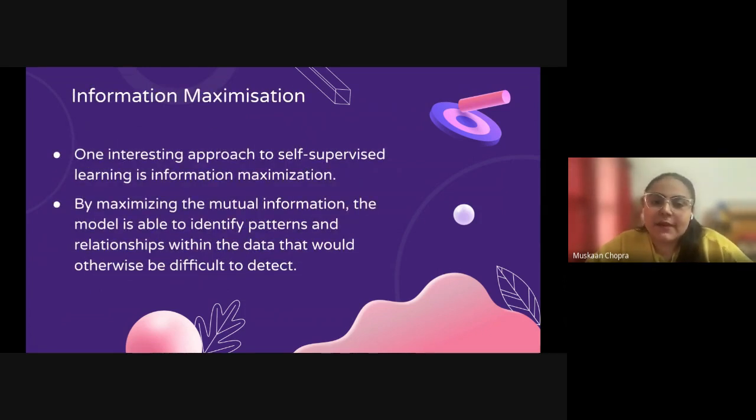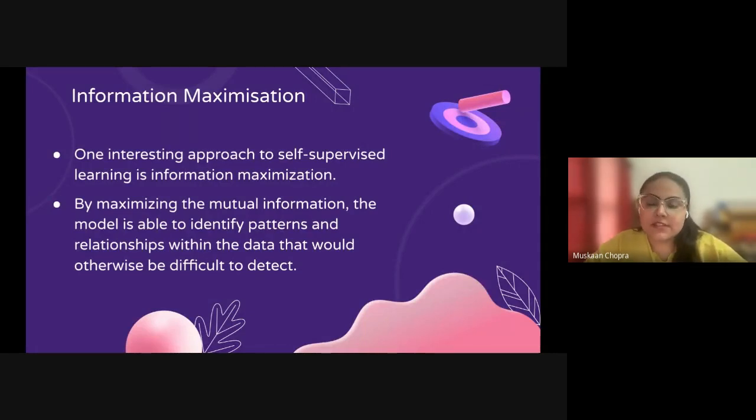Next is information maximization. This is an interesting approach to self-supervised learning. It involves maximizing the mutual information between the set of input variables or images and the set of output variables. It can be further used to learn useful representations without the use of labels. The only things used are input variables and output variables, and the maximization of information between them.